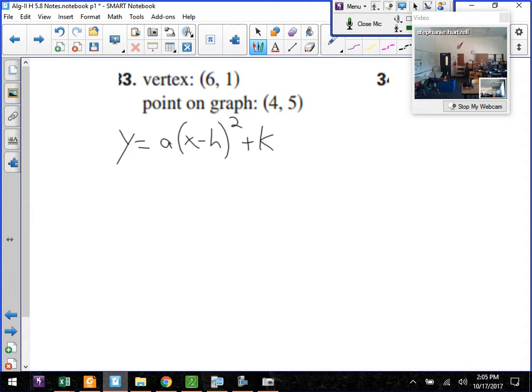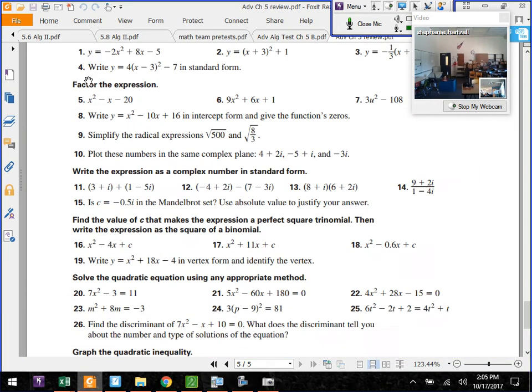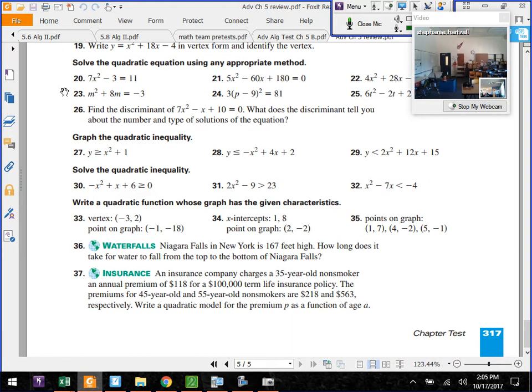You did 33 on the other page, on the next page, didn't you? You did that 33? Yeah. Well, it's the same problem. I can show you how to do it. It's the same thing.